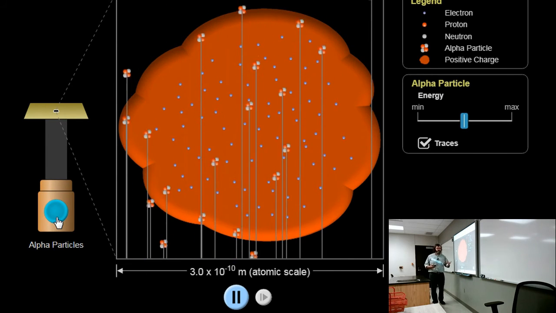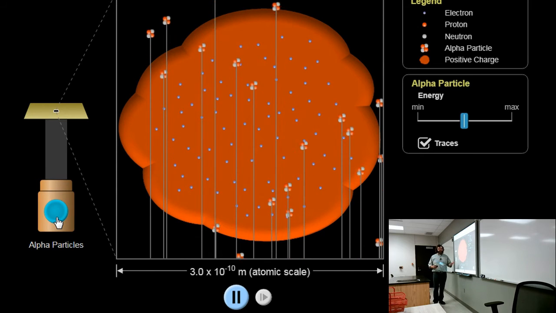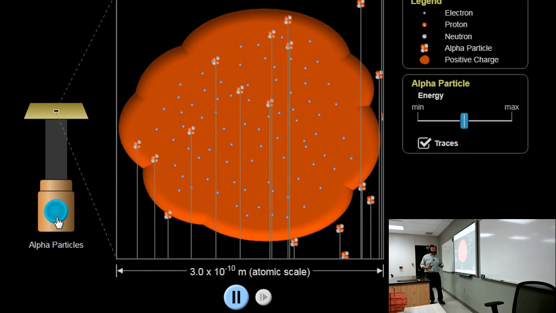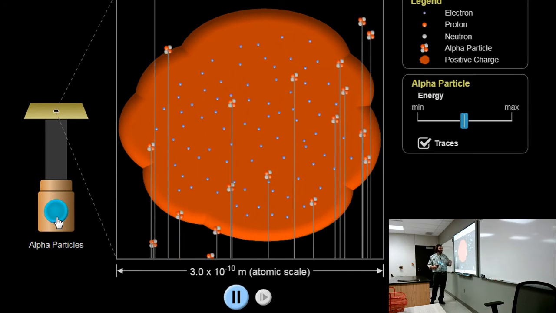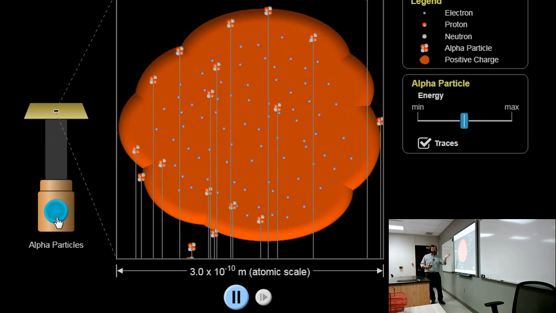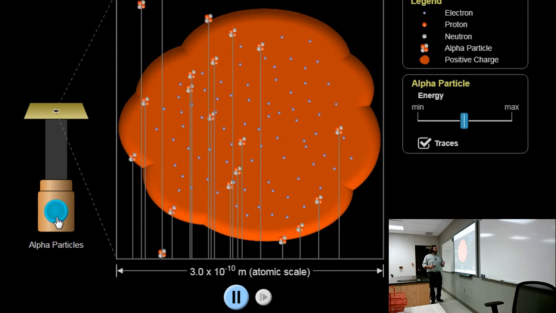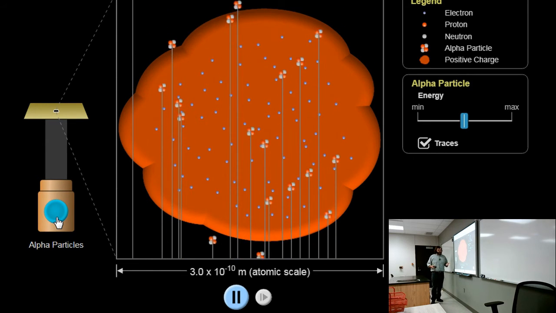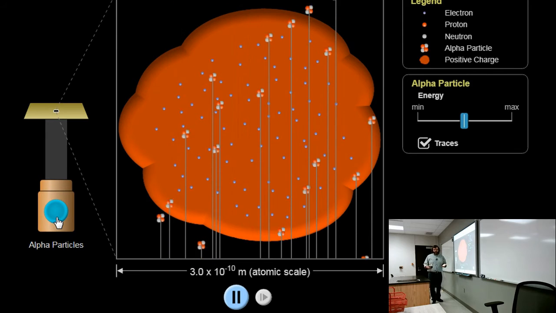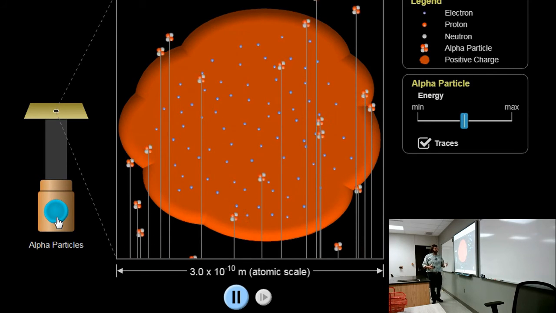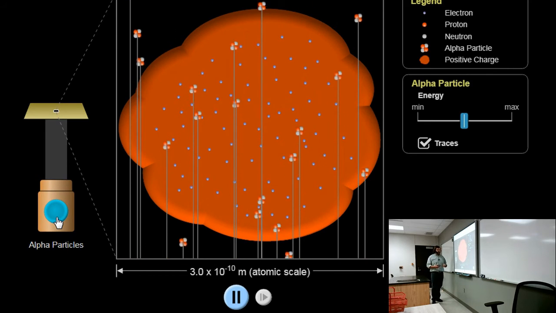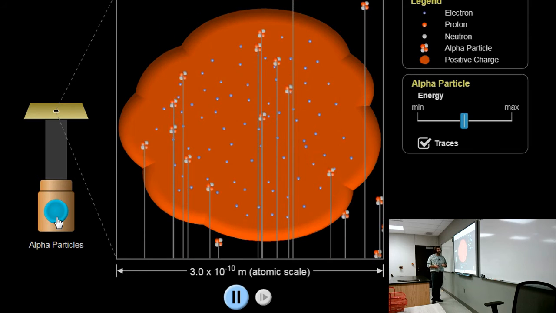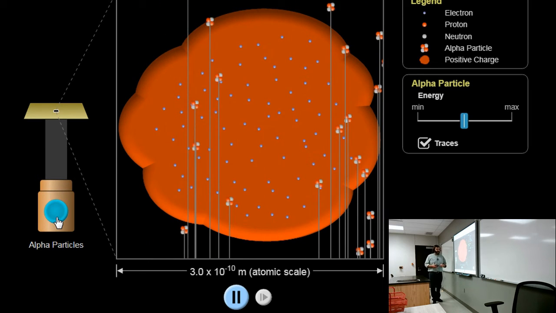Alpha particles are extremely heavy in comparison to the small mass of the electron. So basically, what would end up happening is if the alpha particles did hit the electron, it would just have to move out of the way. And that's, again, basically what the prediction was that was going to happen, according to our current model of the atom back in the early 1900s. But that is not what ended up happening.